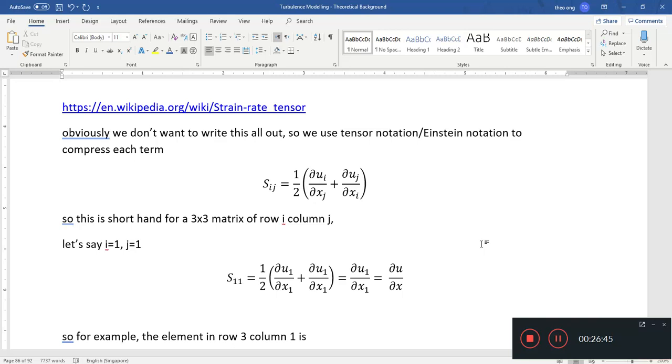Okay, I'll stop now, I don't want to drag this on too long. In the next video, I'll continue on the strain rate tensor, and then hopefully we can talk about the filtering aspect as well.